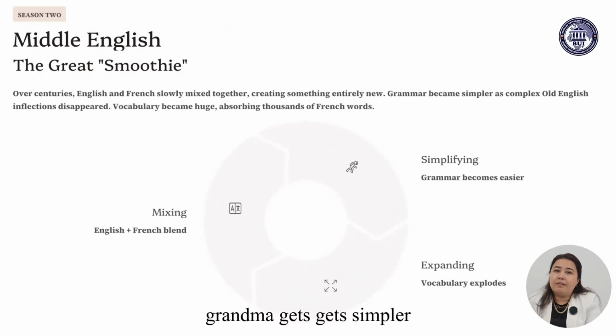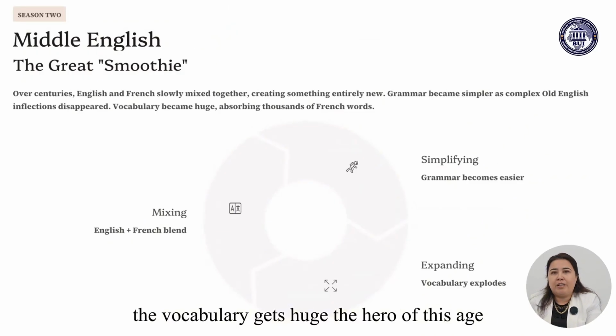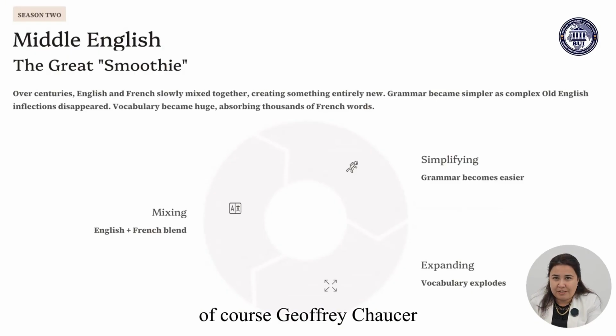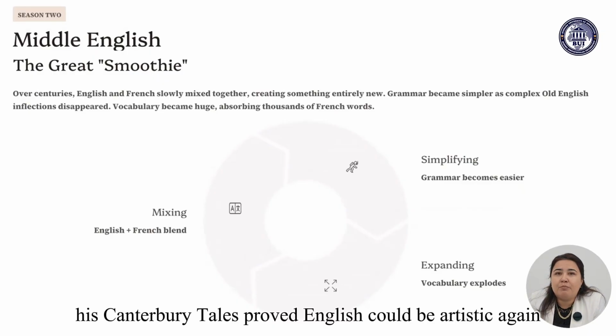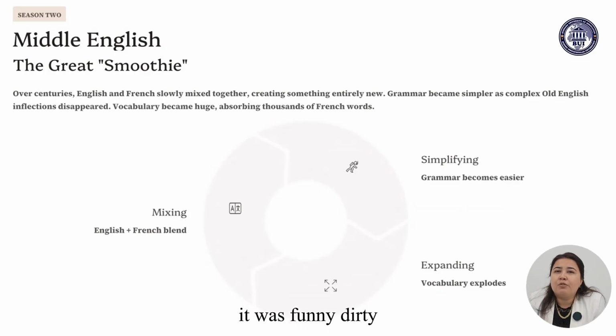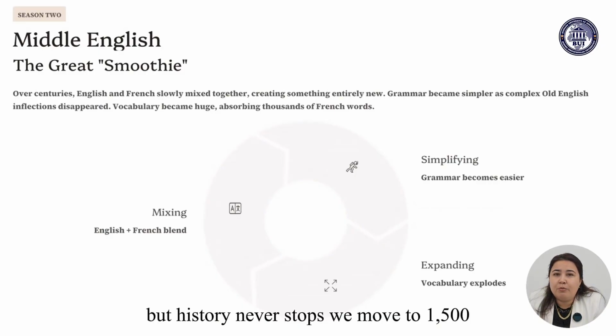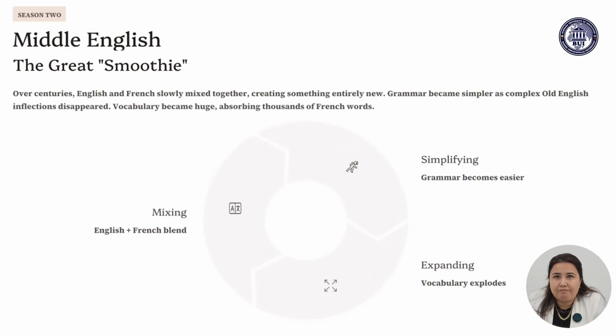Grammar gets simpler, the vocabulary gets huge. The hero of this age, of course, Geoffrey Chaucer, the father of English poetry. His Canterbury Tales proved English could be artistic again. It was funny, dirty, holy, and real, just like our life. But history never stops. We move to 1500, the Renaissance.